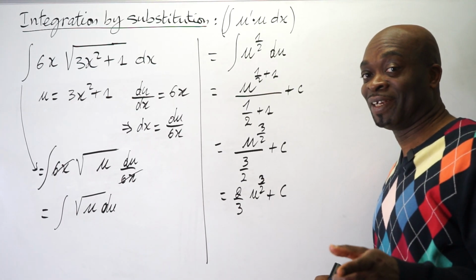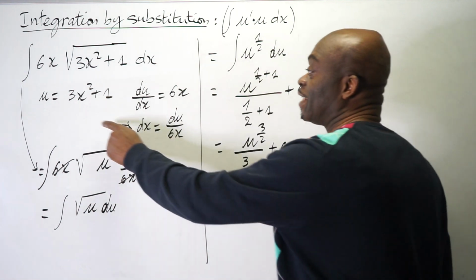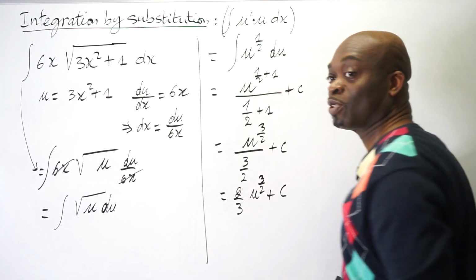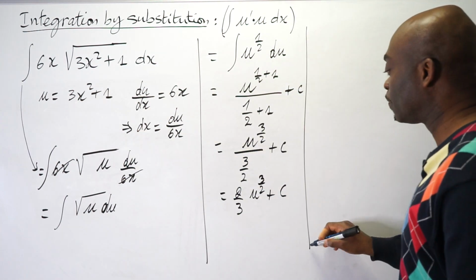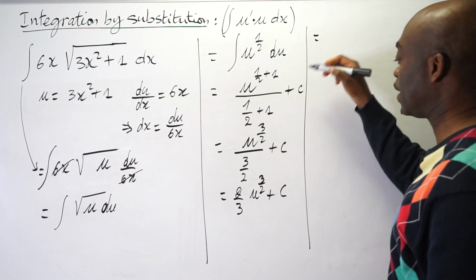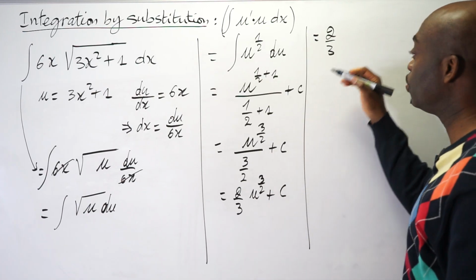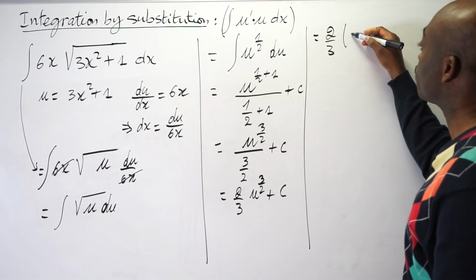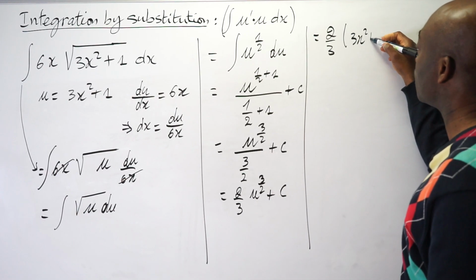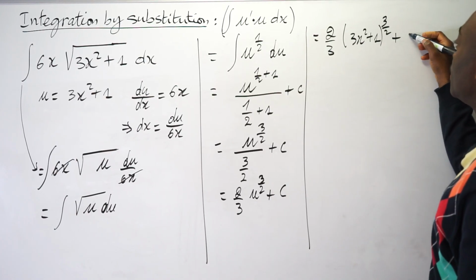Okay? But are we done? No, because we set up something equals to u. We said u equals to 3x squared plus 1. So we're going to have to revert back. So that would give us what? This would then be equal to 2/3 times, instead of having u, 3x squared plus 1 to the power 3 over 2, plus c.